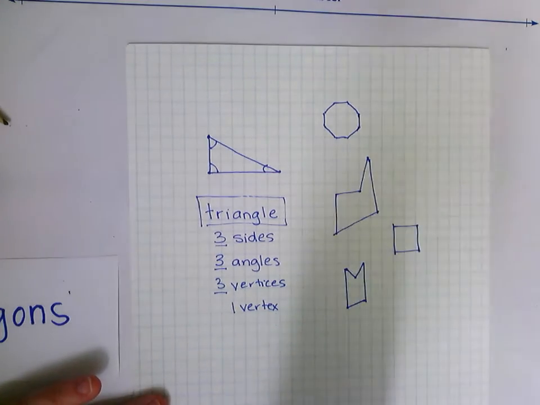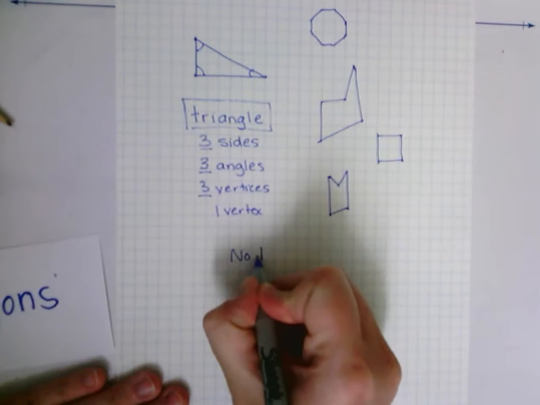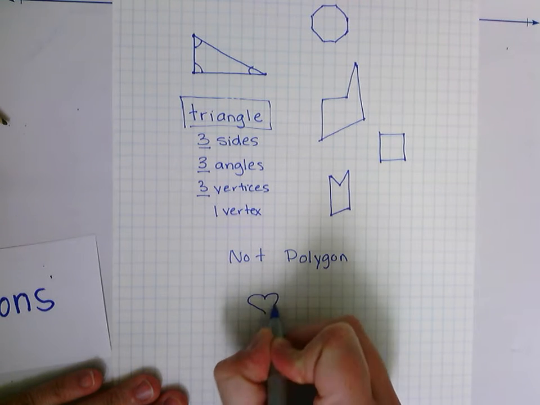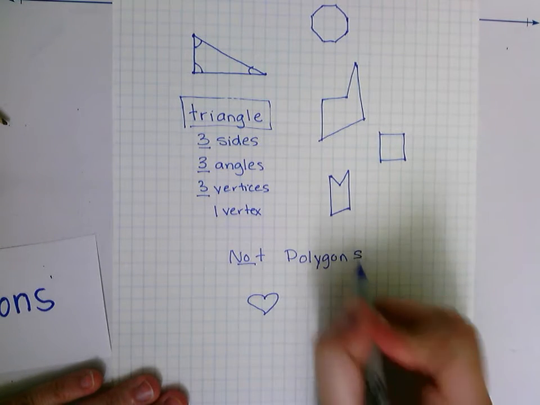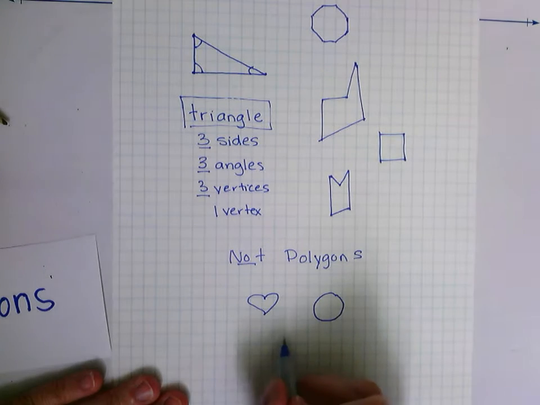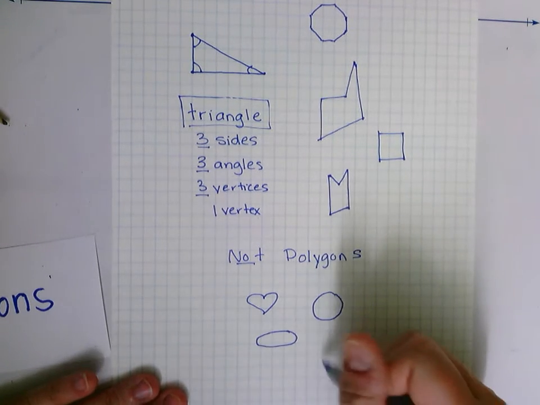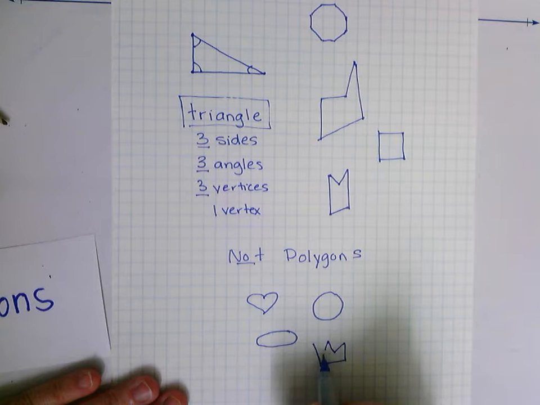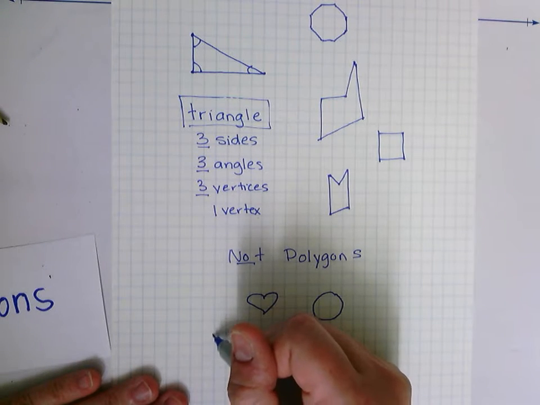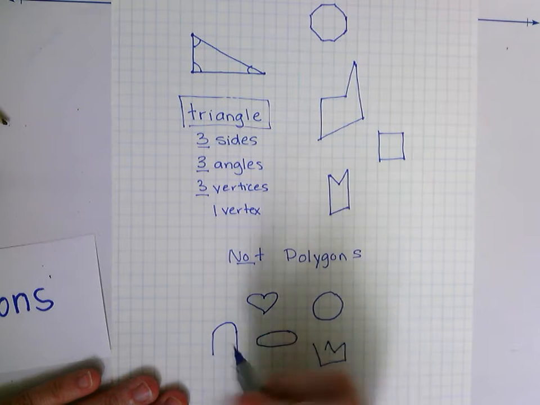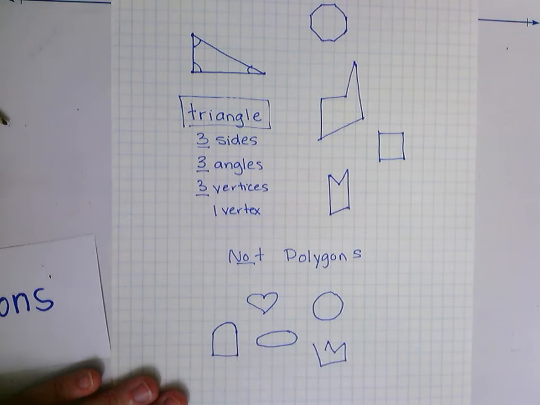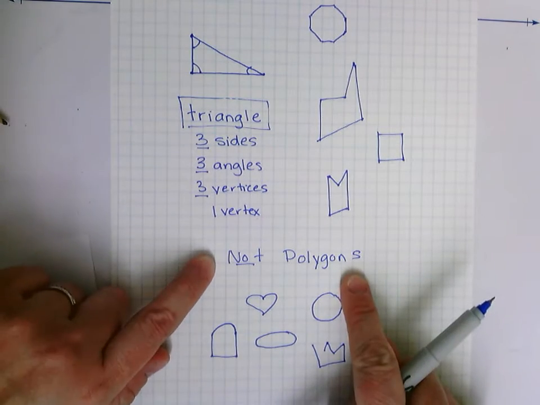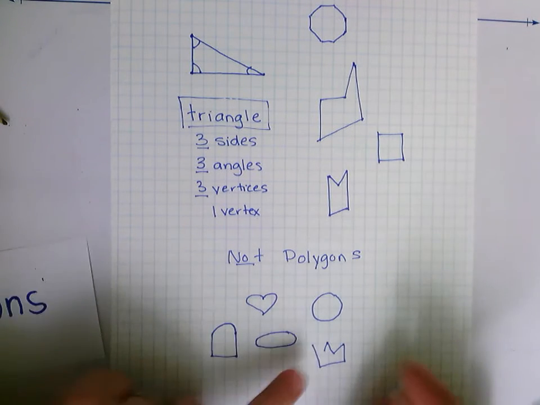All right. Some things that are not polygons. Remember we said a polygon has straight sides. So guess what? A heart, not a polygon. A circle is not a polygon. An oval is not a polygon. A shape that has an open edge like this, that's not a polygon. It needs to be closed. All right. Something like this, not a polygon. It has a rounded line. So polygons have straight lines that meet together and are closed. Things that are not polygons have rounded edges or are open.